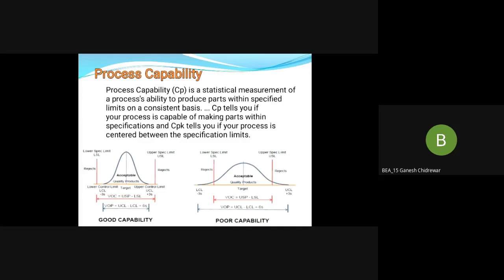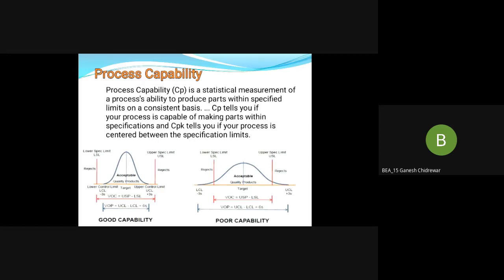Now after control chart, we will try to finish the theoretical part first of all. So process capability. Our next point is that process capability is a statistical measurement of a process's ability to produce parts within specified limits on a consistent basis. Here also, process capability is one of the types of charts. Our section name is quality control, so we have to maintain quality with the help of different processes, different charts, different software.